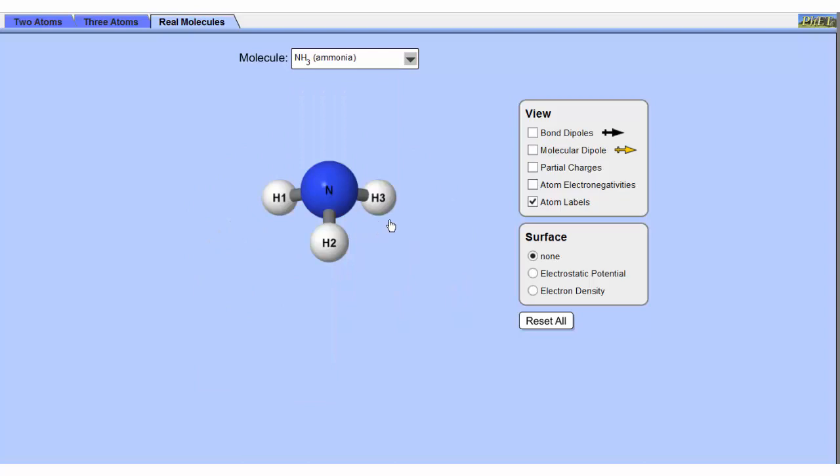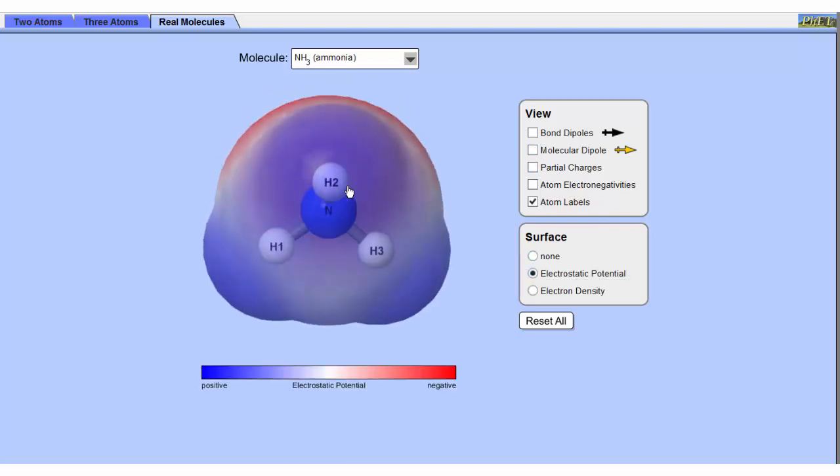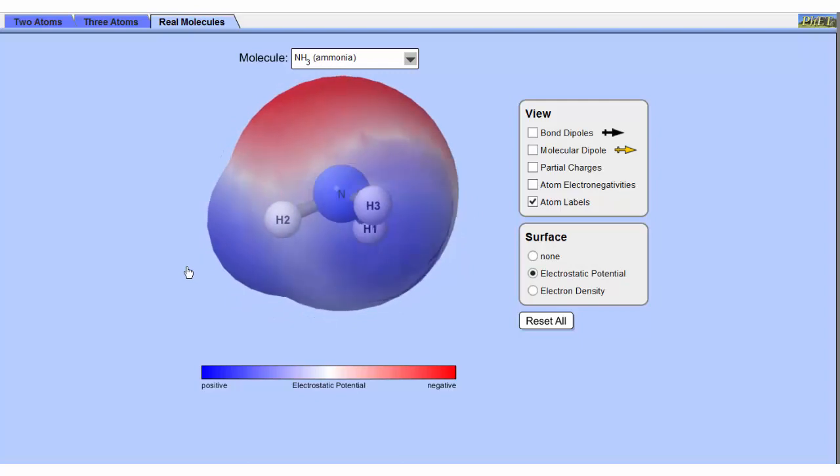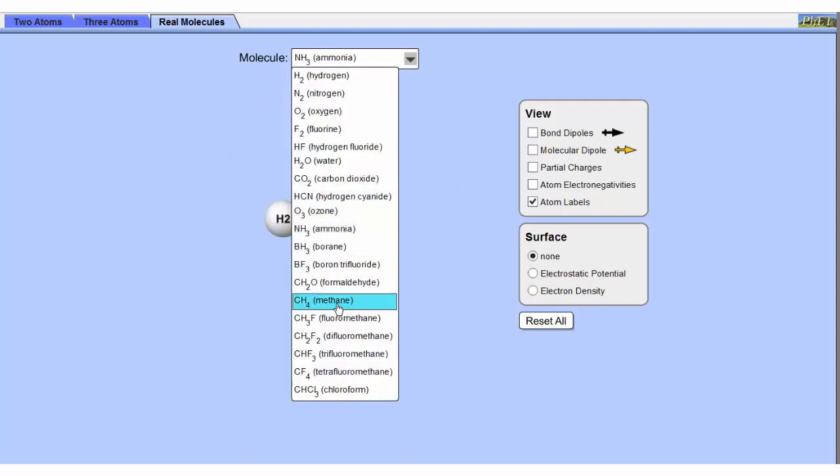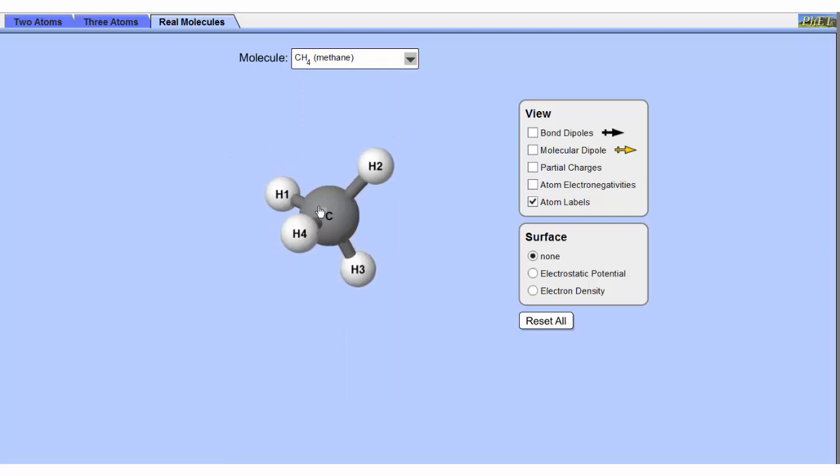How about ammonia? Would this molecule be polar? Yes, most definitely. The dipole moments don't cancel. With the electrostatic potential, you can see there's a huge red hump on top. Very, very polar molecule.